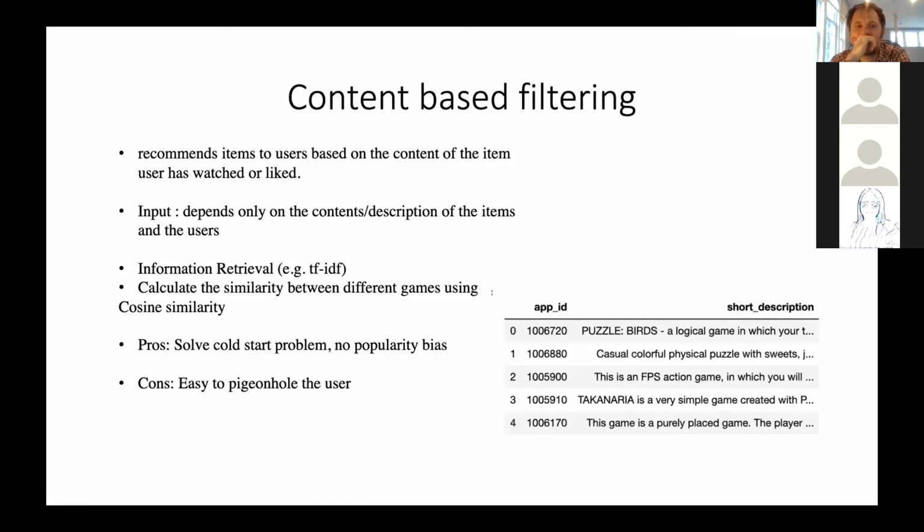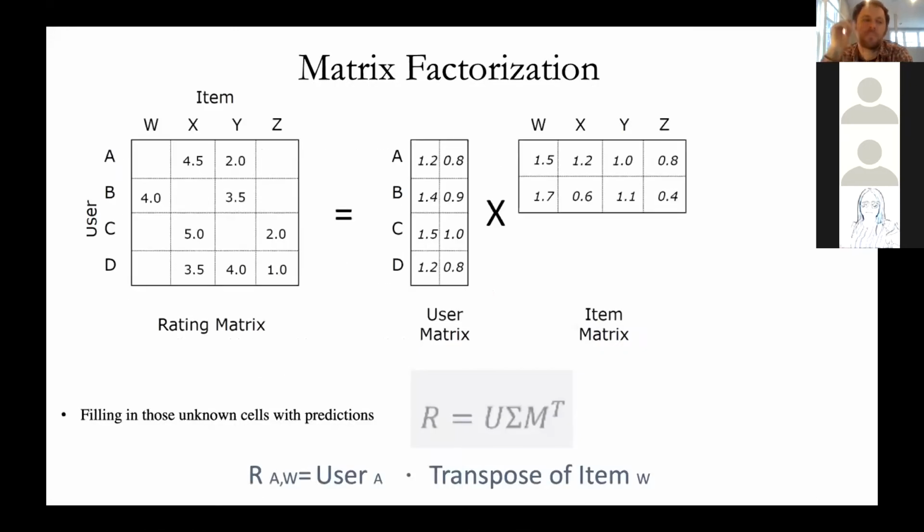So here I will introduce another technique, called matrix factorization. Assume we have a matrix where rows represent users and columns represent items. In our case, it's games. So basically, users play some games and give ratings.